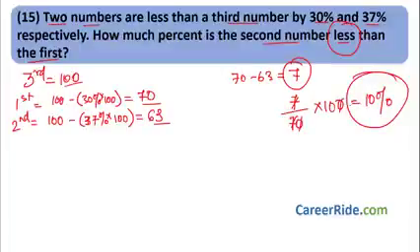See, did you understand the concept of percent less than the first? You just have to subtract, take the difference, and then find the percentage. Otherwise, we have to take the first quantity, divide by the second quantity, and find the percentage.